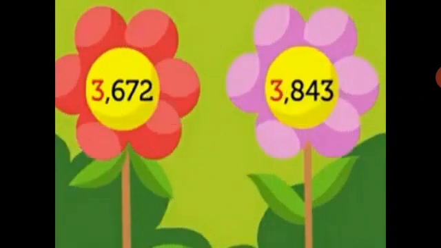Next, see the second step. First, see the thousands place number. What is the thousands place in 3672? 3. Very good. In the next number, 3843, which number is in the thousands place? 3. So both numbers have 3 in the thousands place, the same number. If it is the same number, compare the next place. After 1000, what is the next place? Hundreds place. So now we compare the hundreds place numbers.